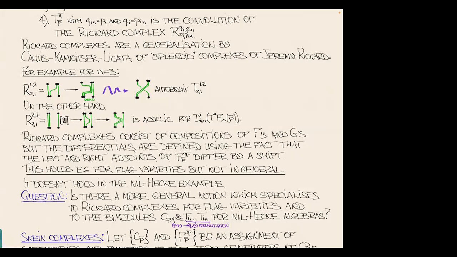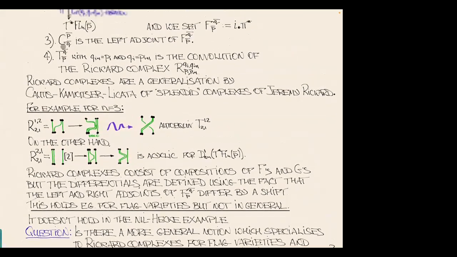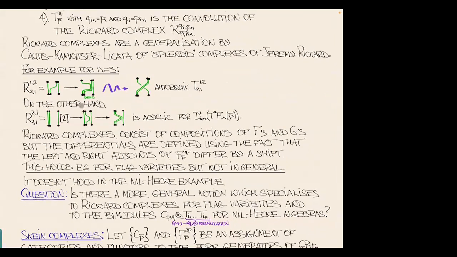Now, this Ricard complex is slightly unnatural. They only exist in this particular context because they heavily use the fact that left and right adjoint in this situation to F differ by a shift. So this shift here essentially allows us to turn an adjunction unit into an adjunction co-unit and produce a map here. So differentials here make heavy use of the identification of left and right adjoints.